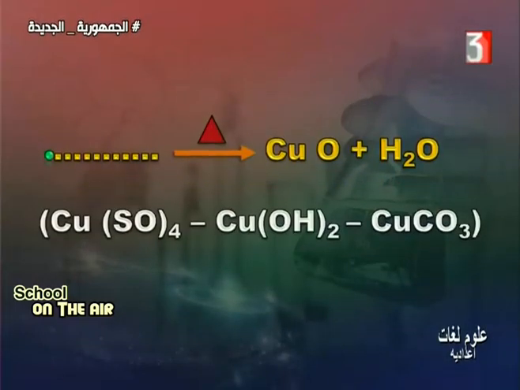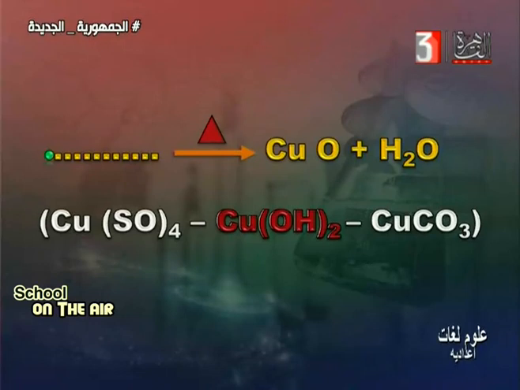In this equation, we can see that CuO, copper oxide, and H2O, water, are the products, so Cu(OH)2 is the correct answer. Copper hydroxide as a blue solution is converted into copper oxide as a black precipitate, and water vapor evolves from the tube.